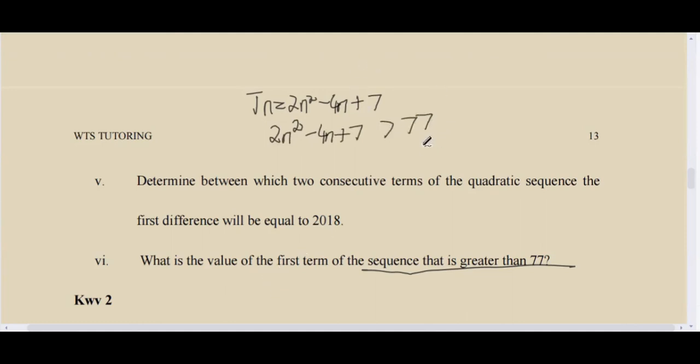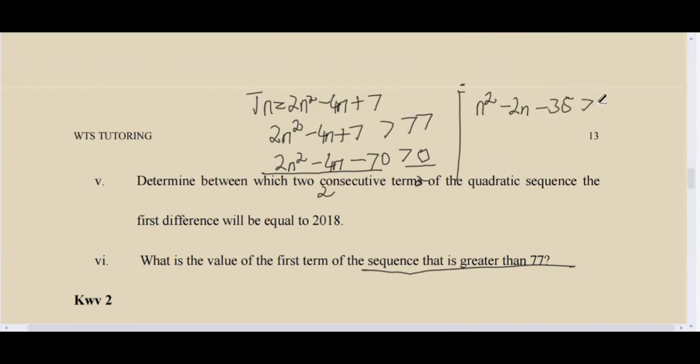Right. So in order to calculate that, we obviously need to take this 77 over to the side. This is 2n squared minus 4n. Then what is 7 minus 77? That's negative 70 and then greater than 0. The numbers here are divisible by 2, so we can divide throughout by 2, right? So we're gonna have n squared minus 2n and then minus 35, and then that's greater than 0.